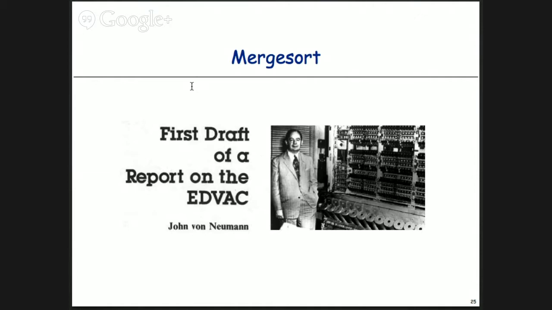In any case, John von Neumann worked on one of the first computers called the EDVAC, Electronic Digital something, forgotten the name. But it was one of the first computers. They made it at Princeton, and he developed many of the algorithms we still use in computer science. One of these is merge sort.